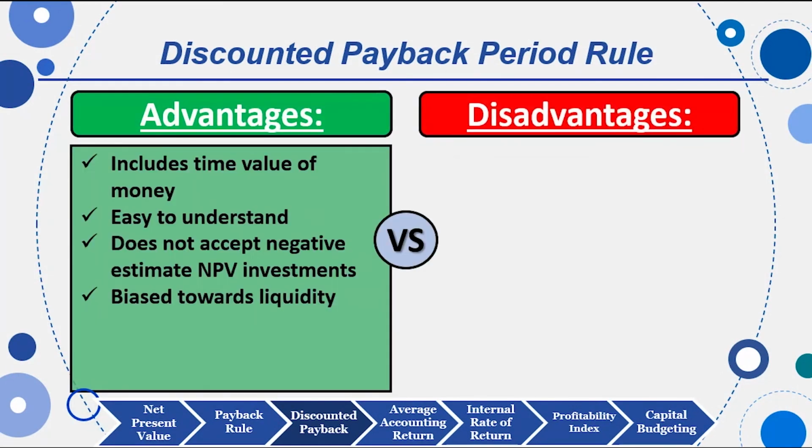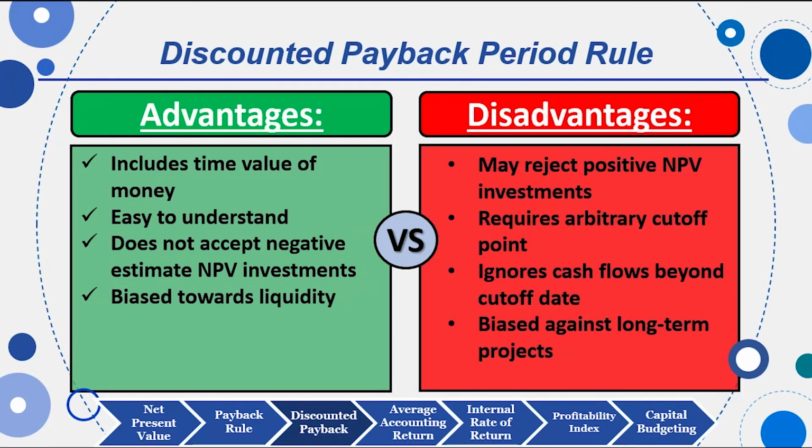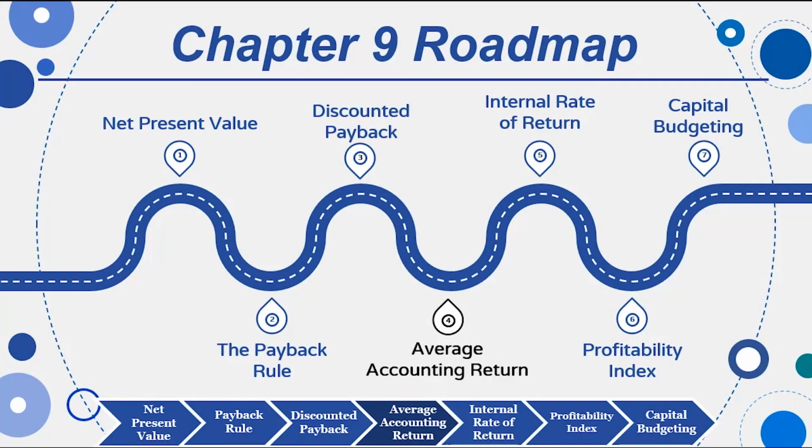Includes time value of money, so it's a little bit better than the regular payback, and still fairly simple to understand, but it still requires that arbitrary cutoff point. You have to go visit the CFO and ask, what is your discounted payback time in number of years, and then get that from the CFO.